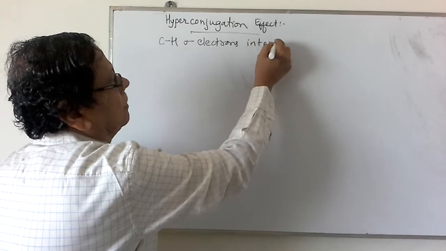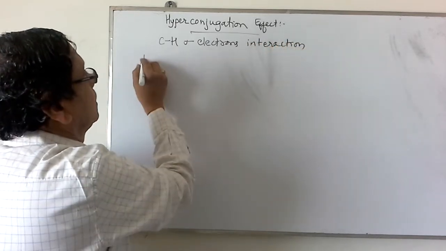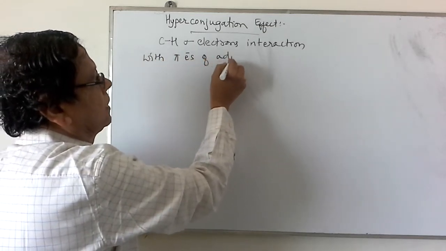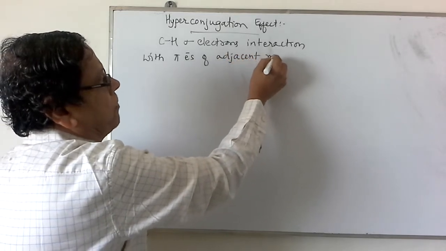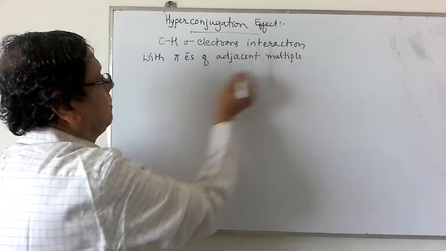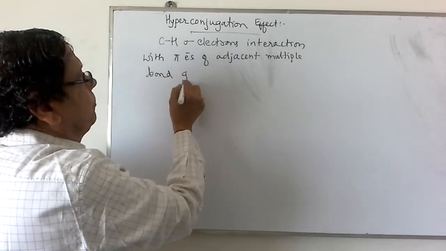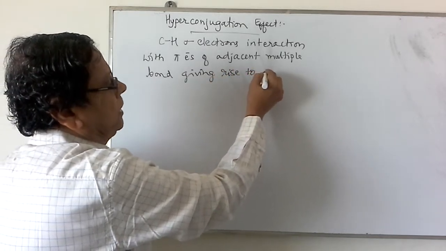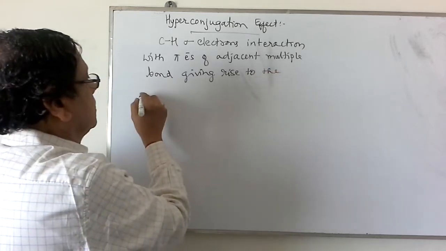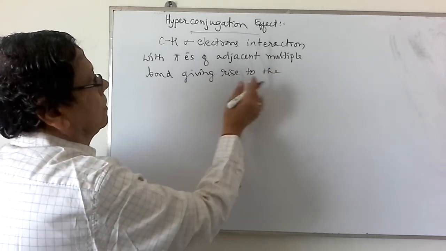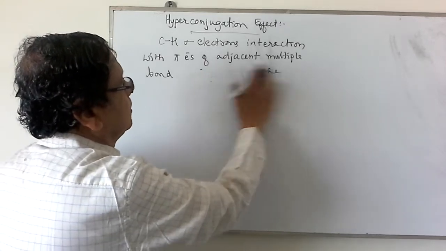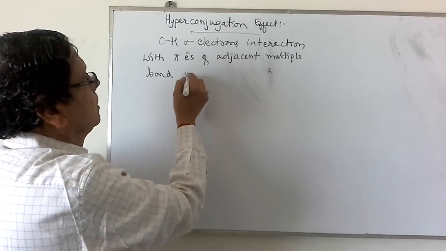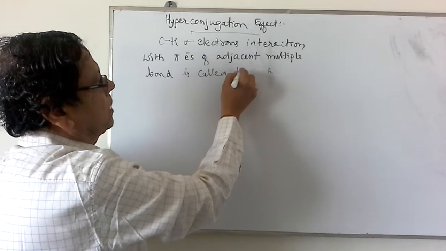interaction with pi electrons of an adjacent multiple bond, giving rise to the effect. Or we can call it as: C-H sigma electrons' interaction with pi electrons of an adjacent multiple bond is called the hyperconjugation effect.